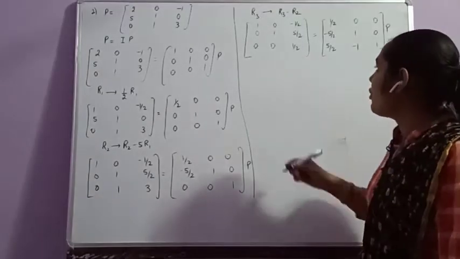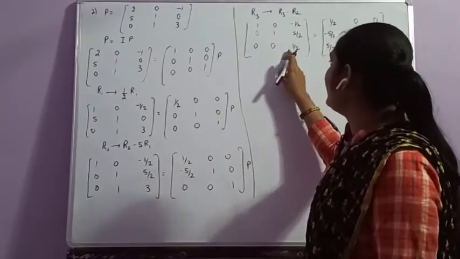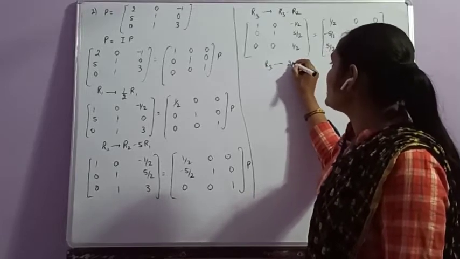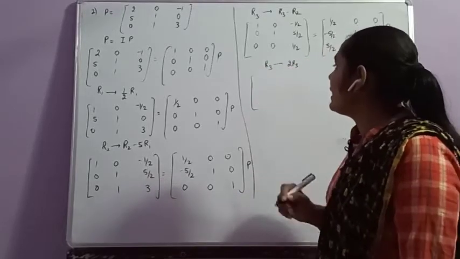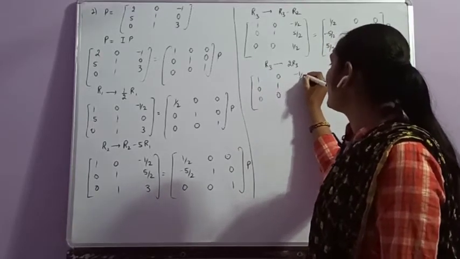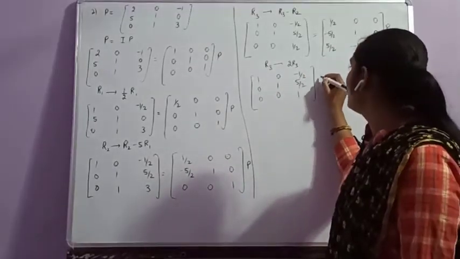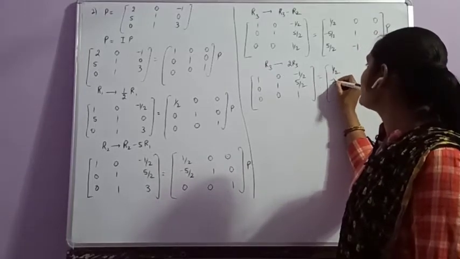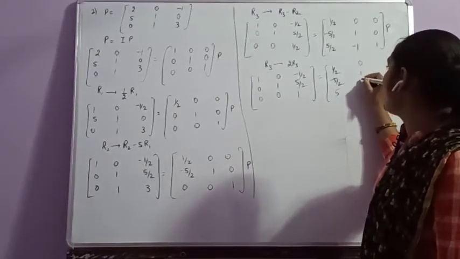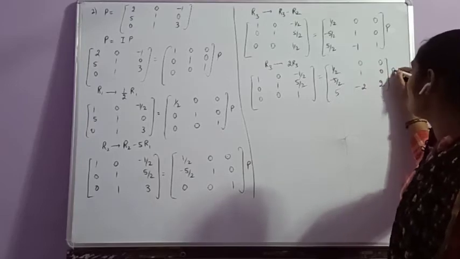Clear? Now we have to form 1 in the third row, so R3 becomes twice R3, multiplying R3 by 2. That gives 1 0 0, 0 1 0, and on the right side 1 by 2 multiplied with 2 is 1, minus 5 by 2 multiplied with 2 is minus 5, then 0 1 minus 2, and 0 0 2 into P.